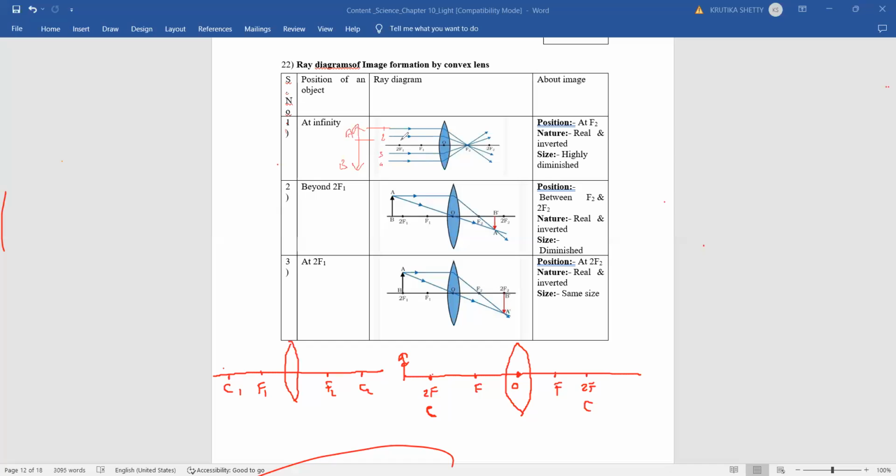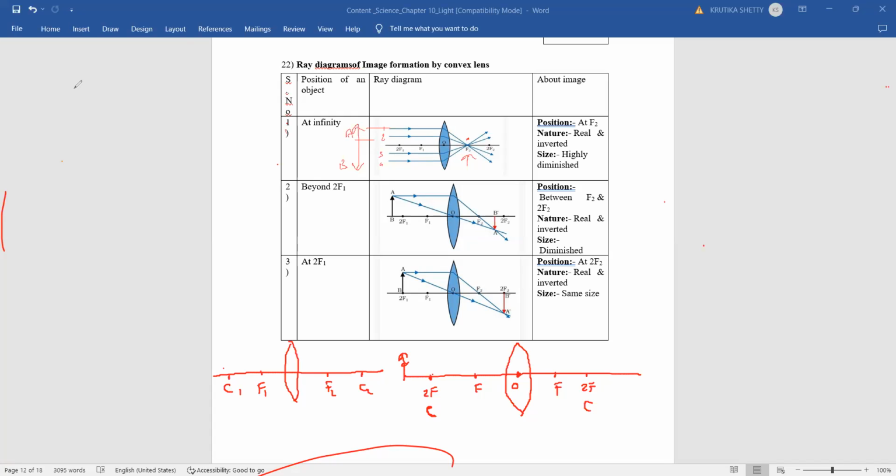According to the first condition of the ray, the lines which are parallel to the principal axis, after passing through the lens, will pass through the focus. You can see that whatever rays are parallel, after passing through the lens, they pass through f2. f2 is nothing but the focus, the principal focus.